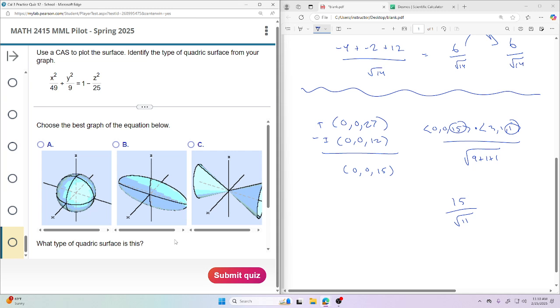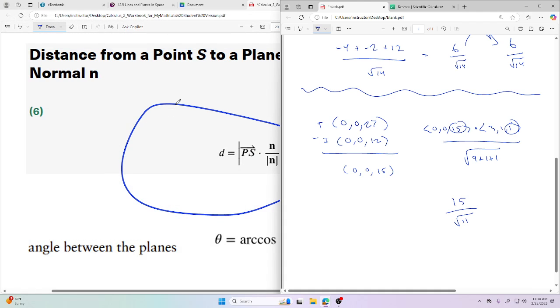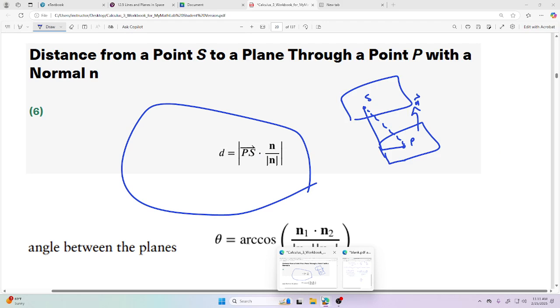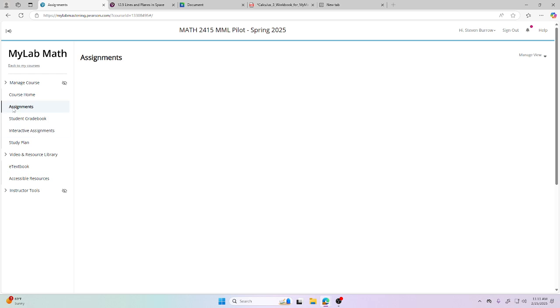Since we know that an ellipse is x squared over a denominator plus y squared over a denominator, therefore we can say that this is like a chip-shaped thing.